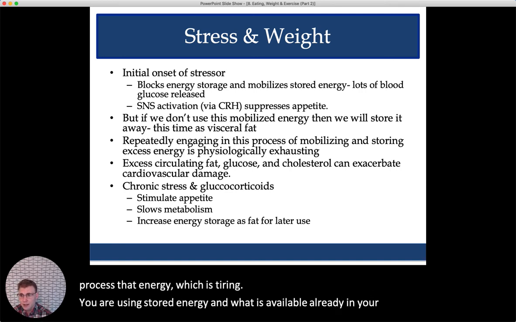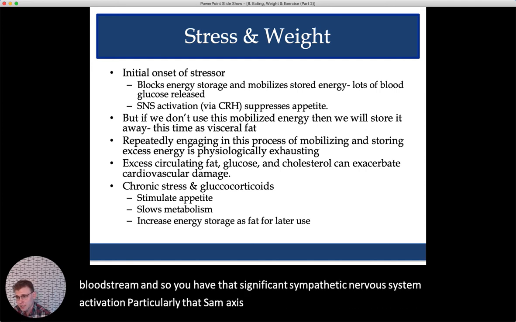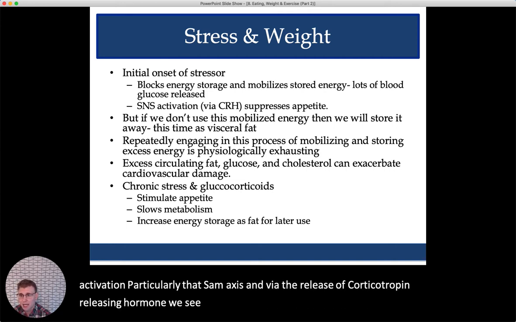And so you have that significant sympathetic nervous system activation, particularly that SAM axis, and via the release of corticotropin-releasing hormone, we see a suppression in appetite as well. So there's two things going on here.